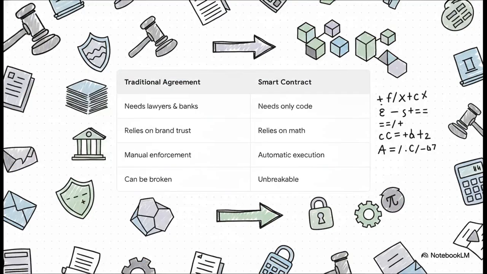I mean, the difference here is just night and day. A traditional agreement needs intermediaries like lawyers or banks, and you're trusting their brand to do the right thing. A smart contract just needs code. One relies on brand trust, the other relies on pure math. One needs someone to manually enforce it, the other executes all by itself. A traditional promise can be bent or even broken. A smart contract, because it's living on the blockchain, is unbreakable.